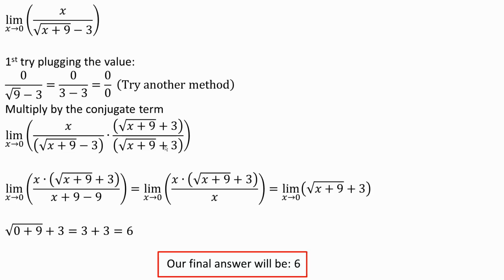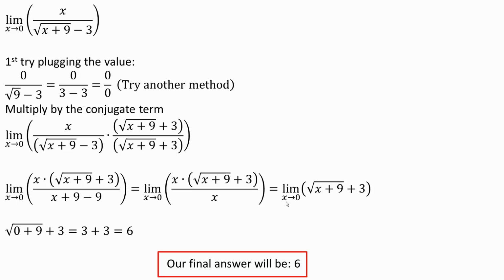Next, I will multiply out. So x times this piece, divided by the denominator times this piece. We would get x times the conjugate piece, divided by the square root of x plus 9 times the square root of x plus 9, which is x plus 9, minus 3 times 3, which is negative 9. And so we would get this, because x plus 9 minus 9 is simply x. Now we can cancel out the x's, and so this is our new equation.